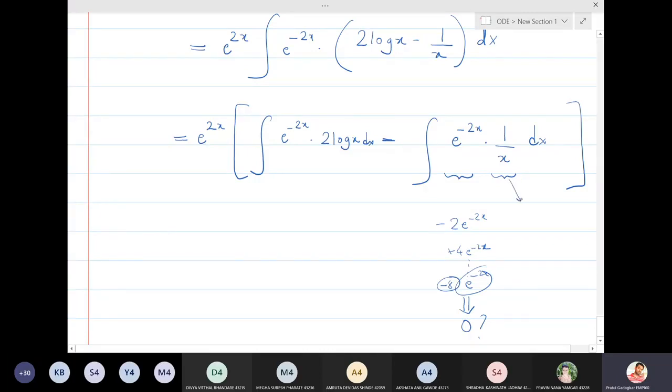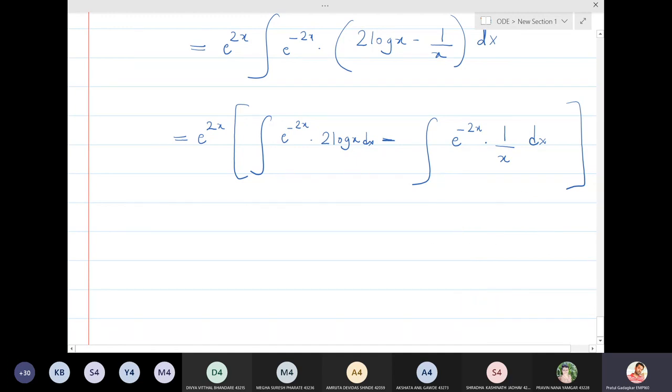But what about 1 upon x? What are the derivatives of 1 upon x? The derivative of 1 upon x is minus 1 over x square, and then plus 2 upon x cube, and these powers will go on increasing, right? Because this will become x raised to minus 2, and the derivatives will go on continuing, and the thing is that this will never become 0. That is the reason I cannot use by parts here, right?